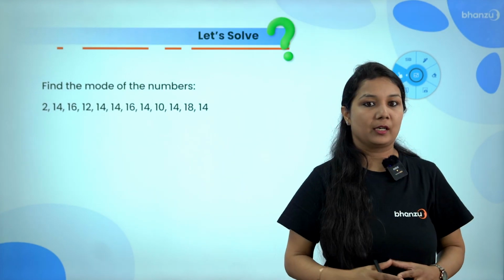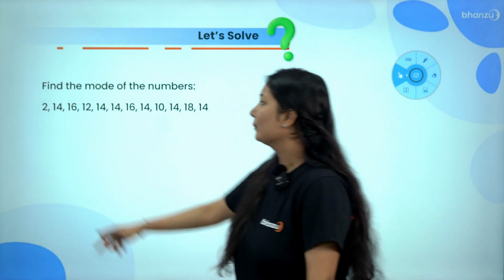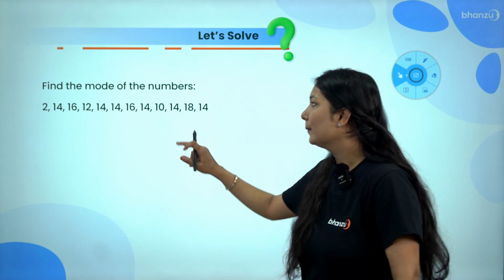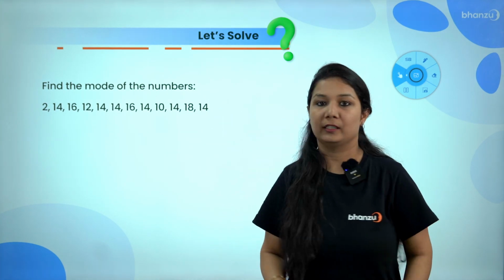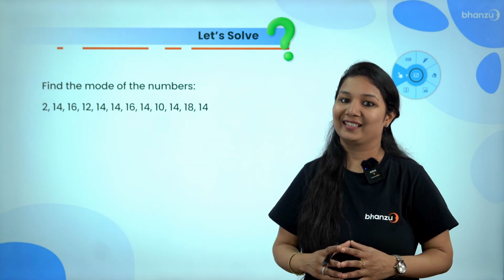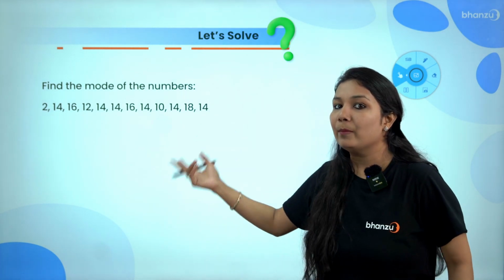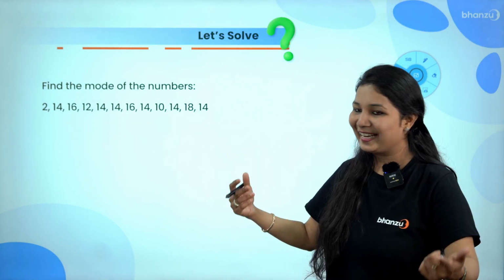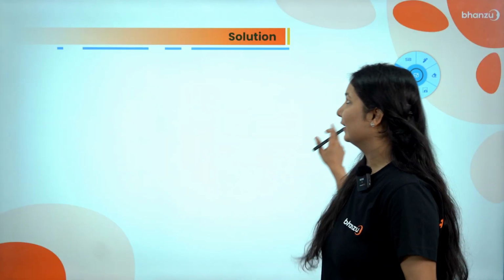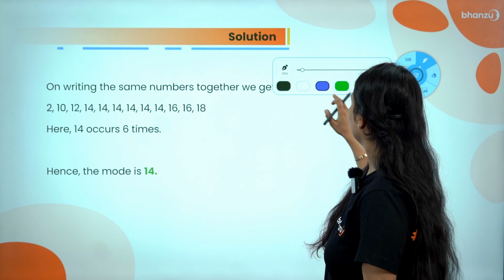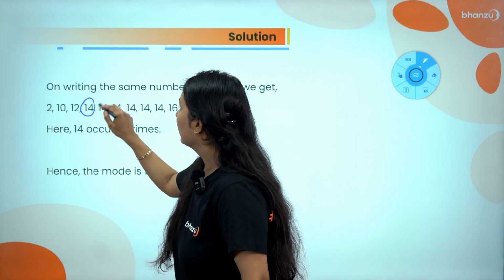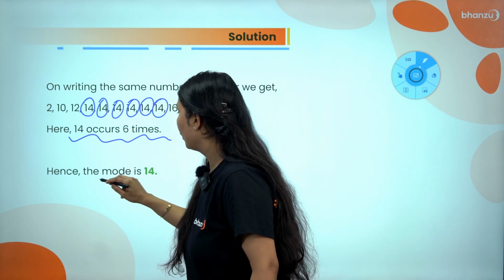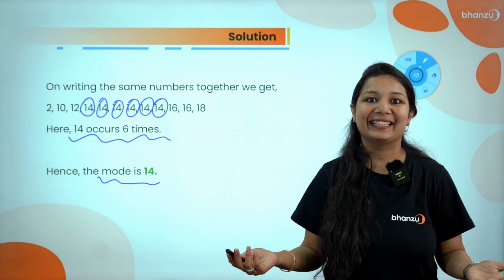Yeah. Let's check it out for another question. Find the mode of the numbers. Quickly, let's read out the question together. 2, 14, 16, 12, 14, 14, 16, 14, 10, 14, 18 and 14. What is the mode of these numbers? Quickly, can you see the observation which occurs most in this data? Yes, it is the number 14, right? So let's see the solution. When we write the same numbers over here, we see 14 six times. So that's the most occurring observation. So mode is 14, right?